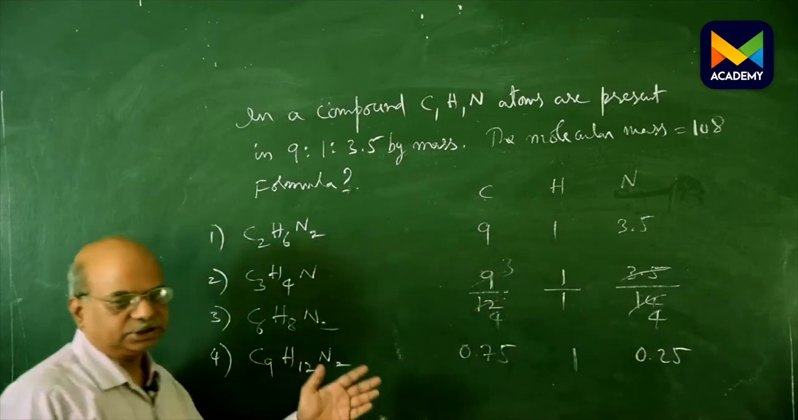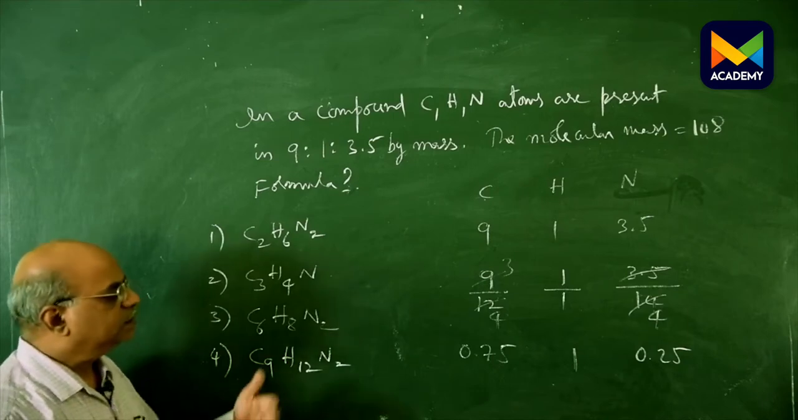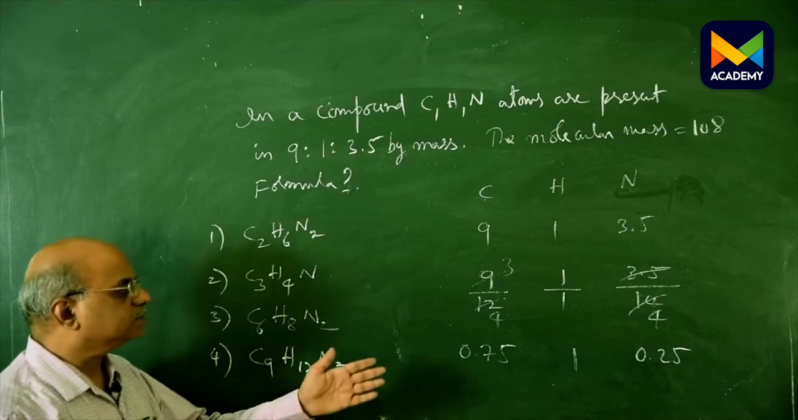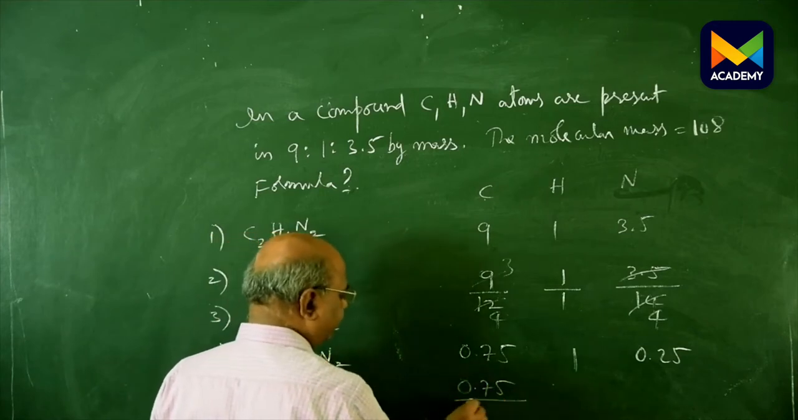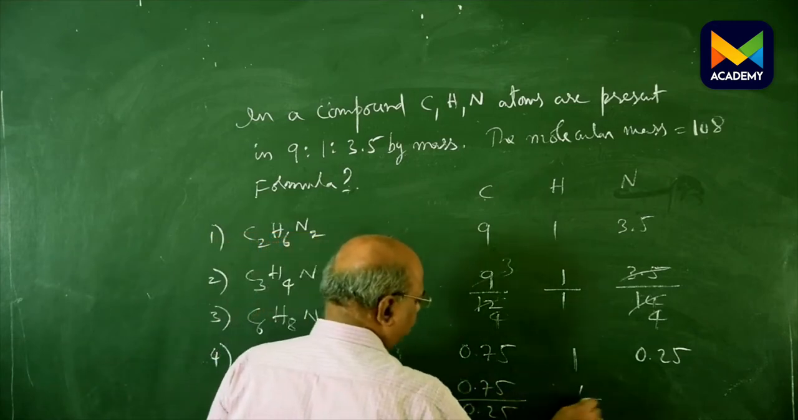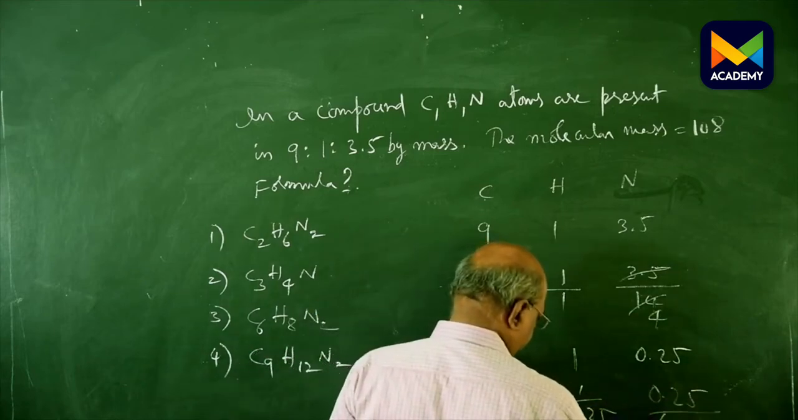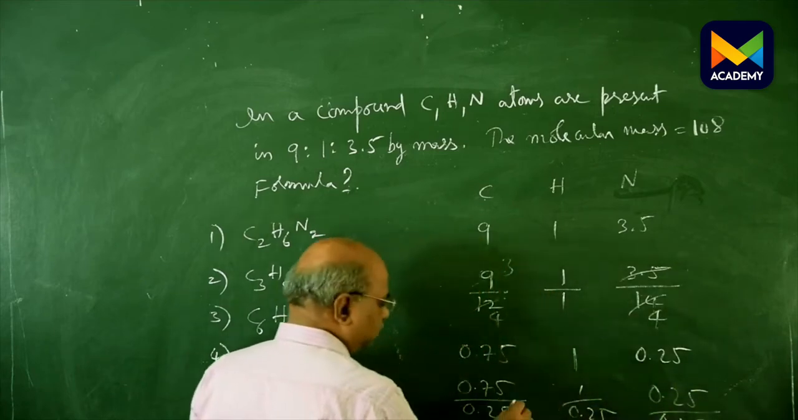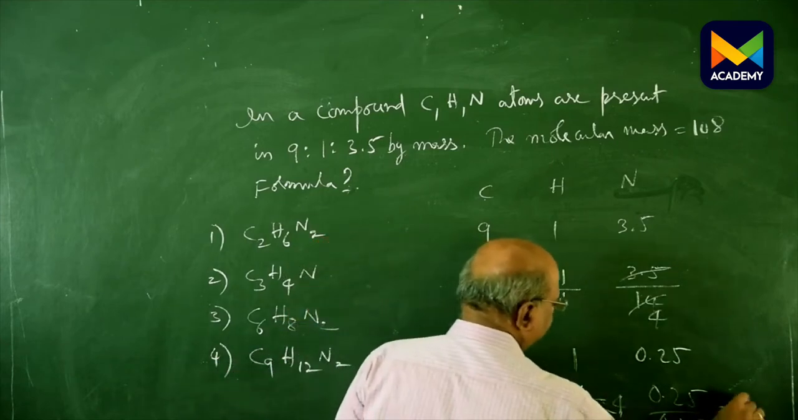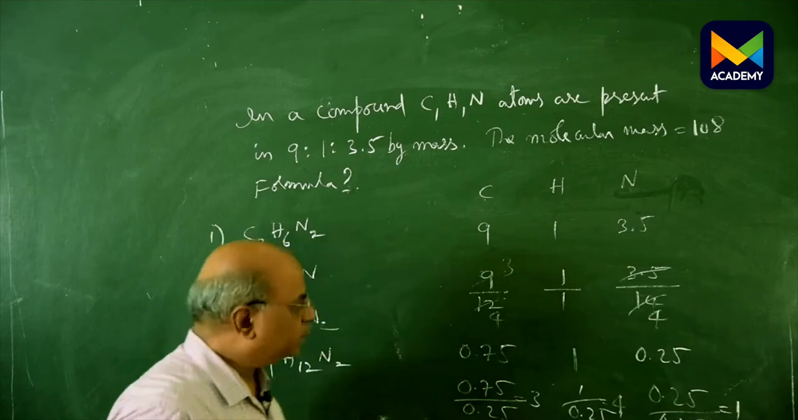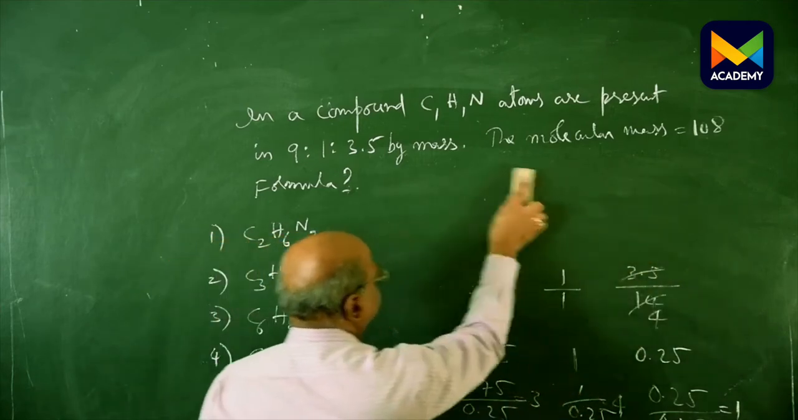So after getting the relative number of atoms, we have to divide all the values by the least value. So the next step is 0.75/0.25, 1/0.25, 0.25/0.25. So this goes by 3 times, this is 4 times, this is 1 time. Thereby we get the empirical formula of the substance concerned.